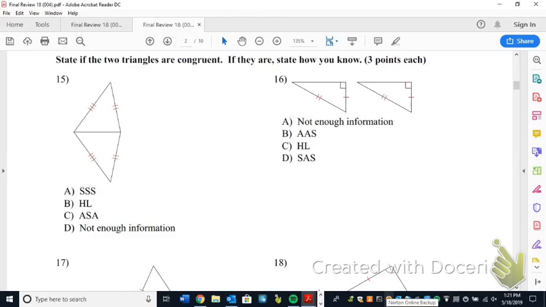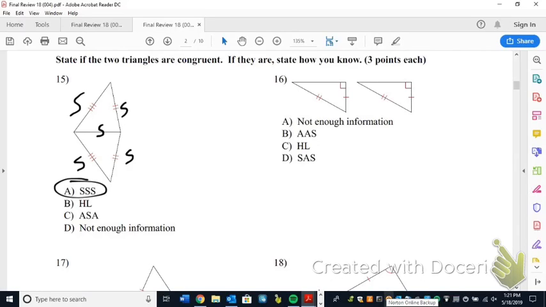Okay, so number 15. Let's write down what we have first. We know we got those two sides right there. They're both marked with 3s. We got these two sides right there. They're both marked with 2s. So we're either looking for another angle, side, or a third side, side, side, side. Well, here we have this middle side right there. Remember, that is the reflexive property. The reflexive property says that something is congruent to itself. So that middle line, both triangles are sharing it. So it actually counts as being kind of a congruent line on both of them. So we have side, side, side congruency.